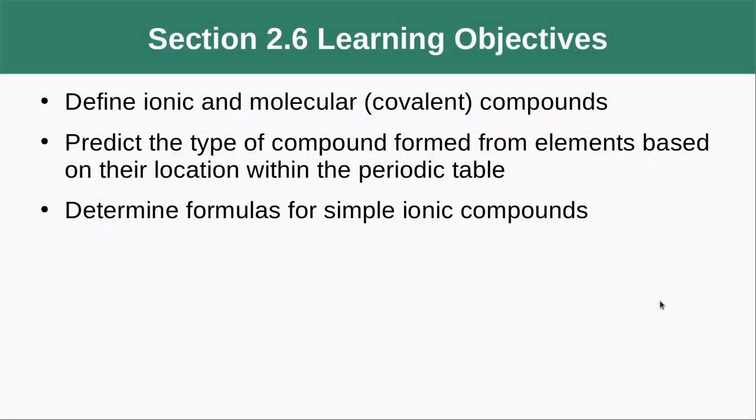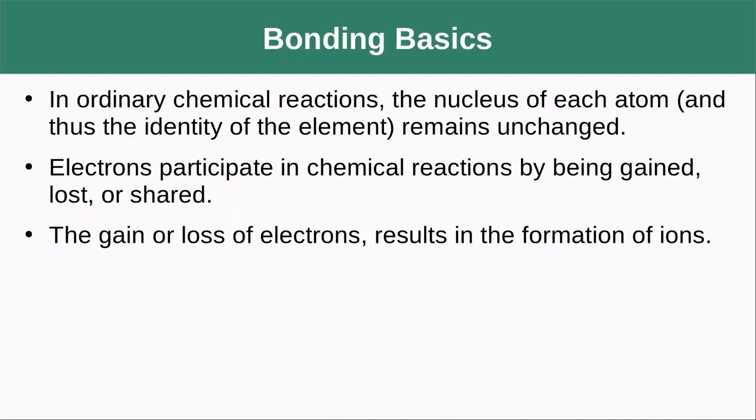In section 2.6, we're going to define ionic and molecular covalent compounds. We're going to predict the type of compound formed from elements based on their location within the periodic table, and we'll determine formulas for some simple ionic compounds.